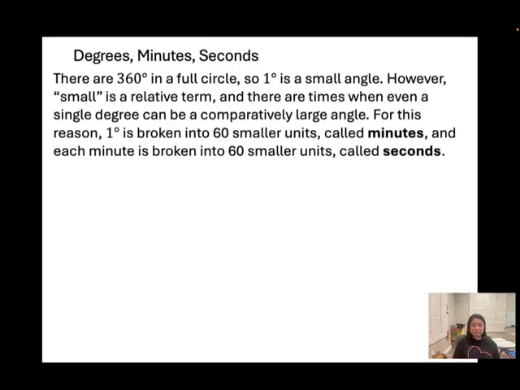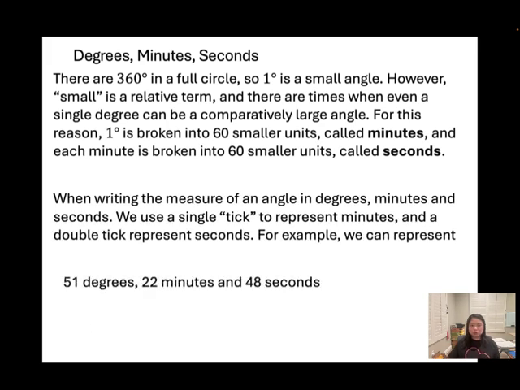Degrees, minutes, and seconds. So in a full circle, we do have 360 degrees. And 1 degree represents a really small angle. And for this 1 degree, we could also break it down into 60 smaller units. And we call this the minute. And for 1 minute, we also can break it down into 60 smaller units. And this is called the seconds.